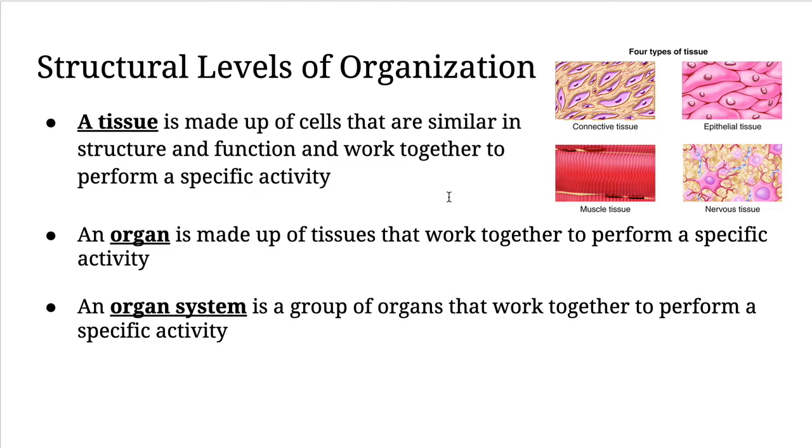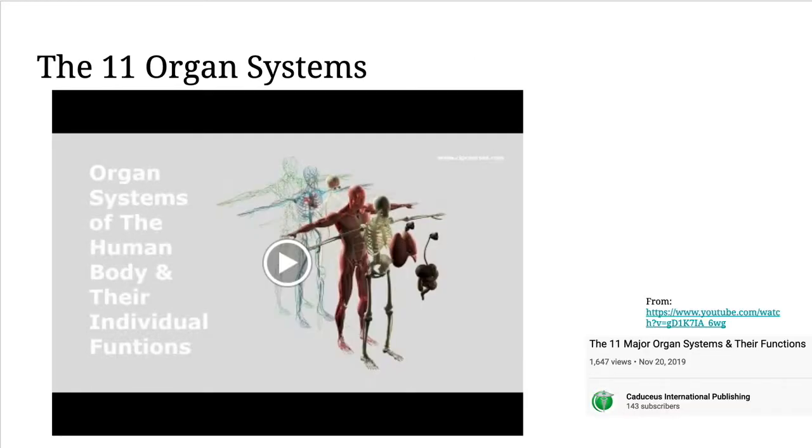When we have organs that work together, at that point we would have an organ system. An organ system is going to carry out a specific activity or specific function inside of our bodies, and there are 11 different organ systems. You are going to need to record those on your note sheet as well.